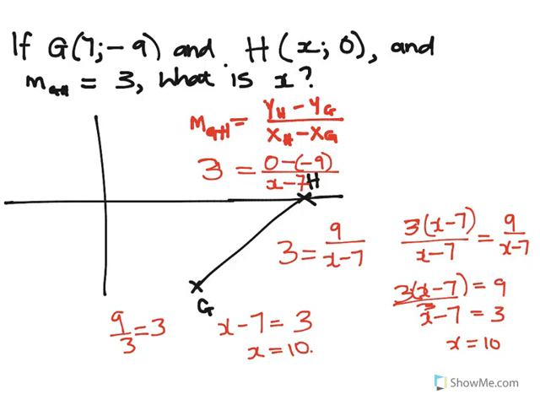Or you could multiply it out instead. So that would be 3x minus 21 is equal to 9. Add 21 to both sides, so that would be 30, and so x is equal to 10. Whichever way you do it, you arrive at the fact that x is equal to 10.